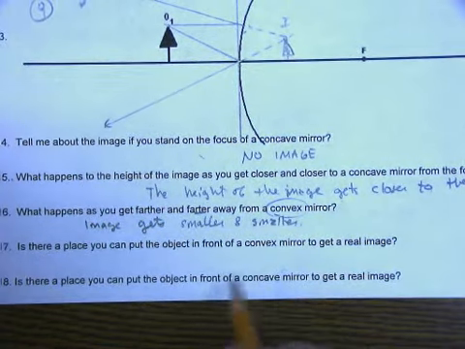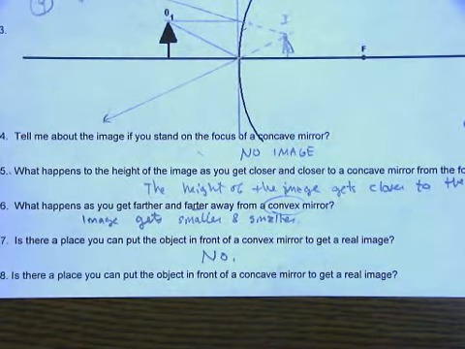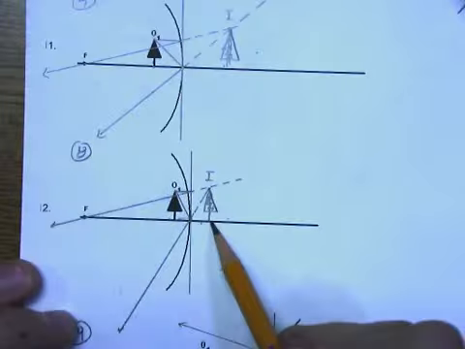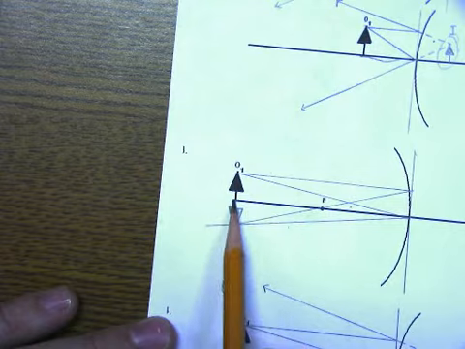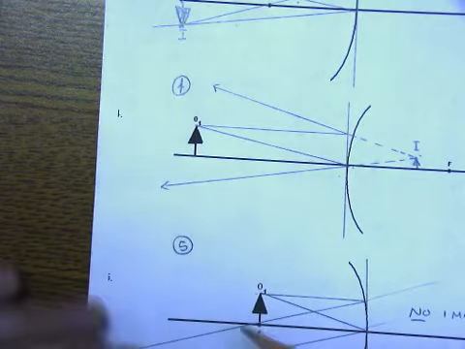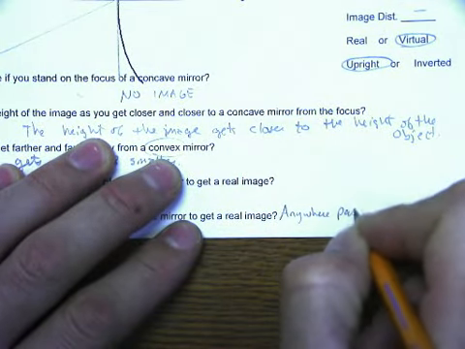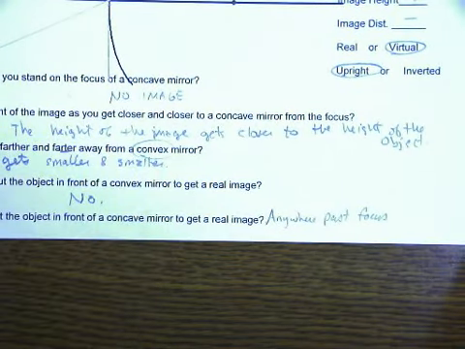Is there a place where you can put it in front of a convex mirror to get a real image? No. Is there a place you can put it in front of a concave to get a real image? So you can't put it close because then you get a virtual image like in number 8 and number 7. But if you're far enough away, like number 3, like on the center of curvature, it looks like anywhere past the focus. So anywhere past focus, you'll get a real image.